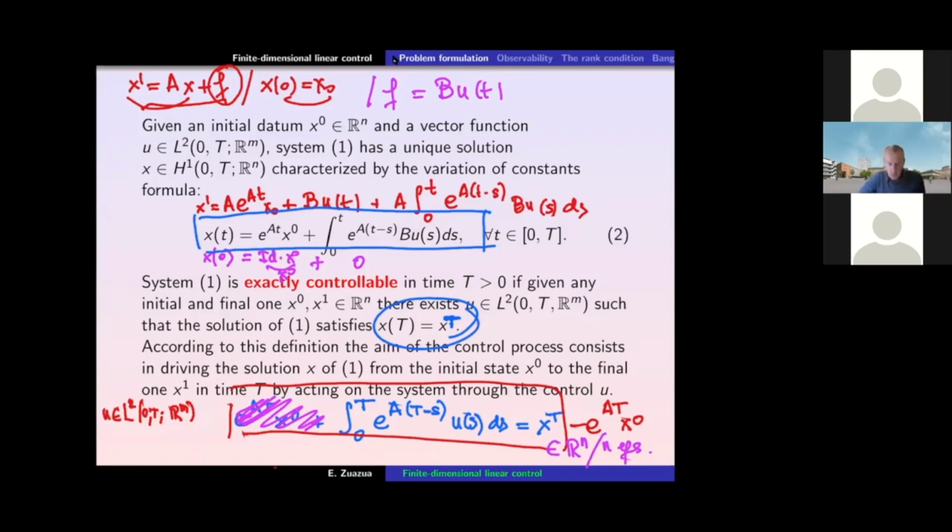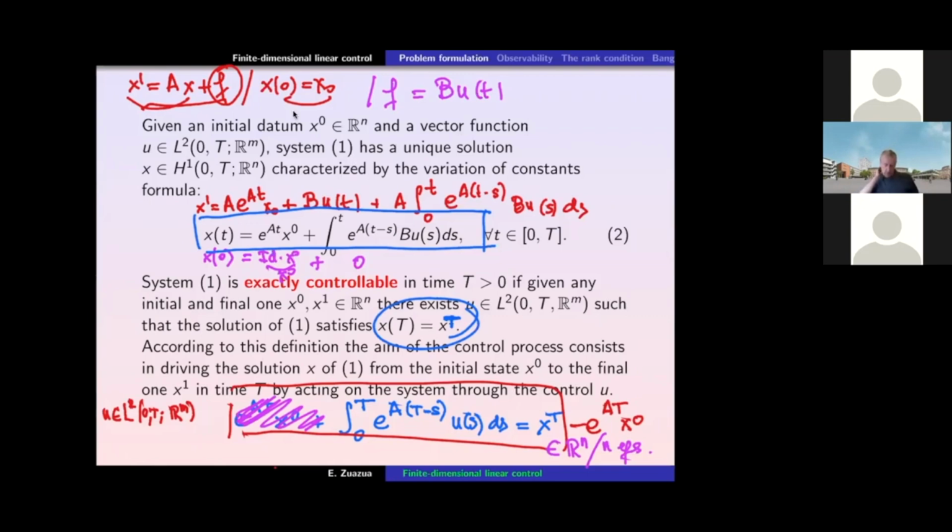Does anyone know what is the dimension of the space L2 depending on time with values in Rn? In Rn? It's infinite. Thank you. Thank you, too.